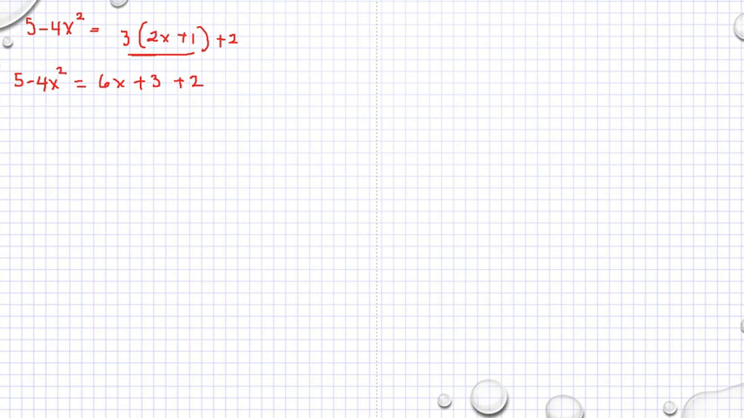We need to rearrange. The best thing is that we're going to make the left hand side of the equation 0. So adding both sides of the equation by 4x squared and subtracting by 5. So that will be 0, this will be 0. So then we have 0 there. Then we have 4x squared. We rearrange now.